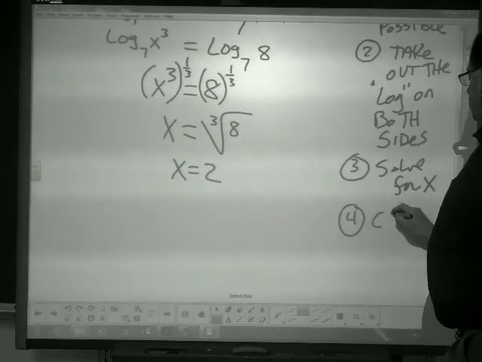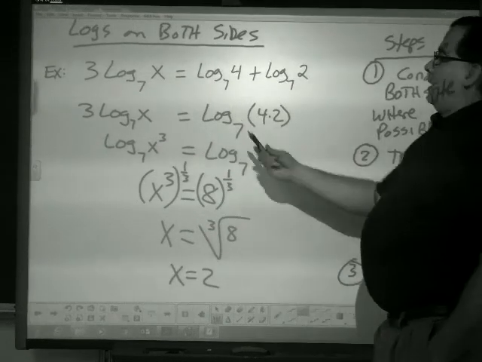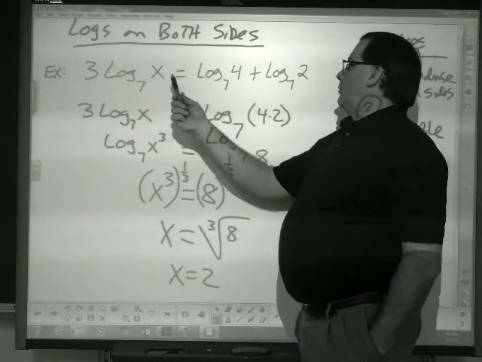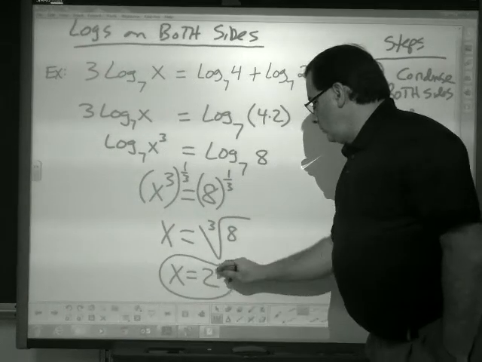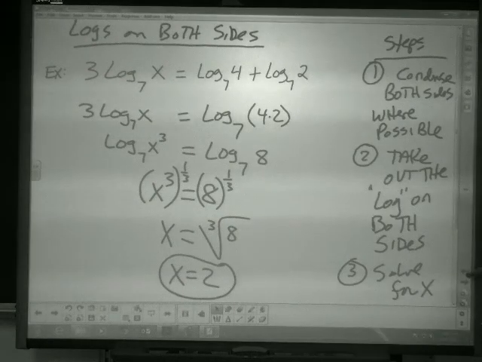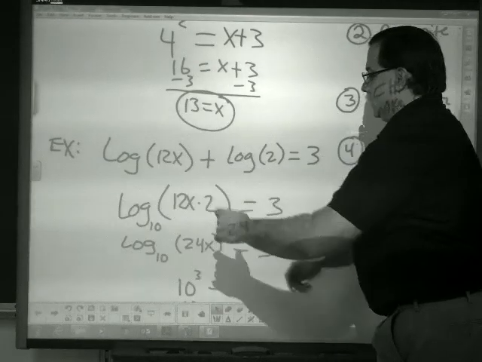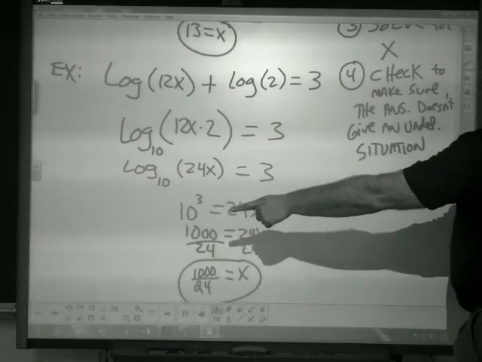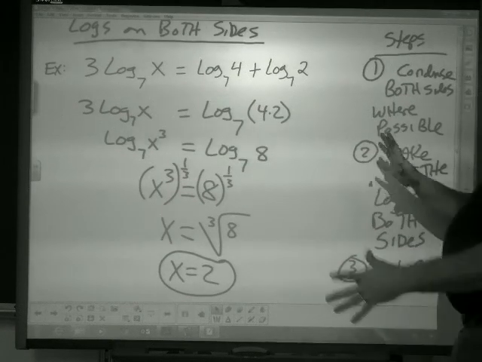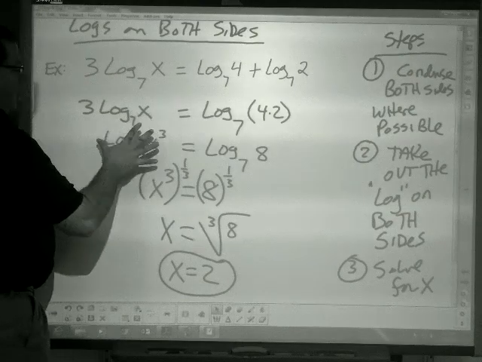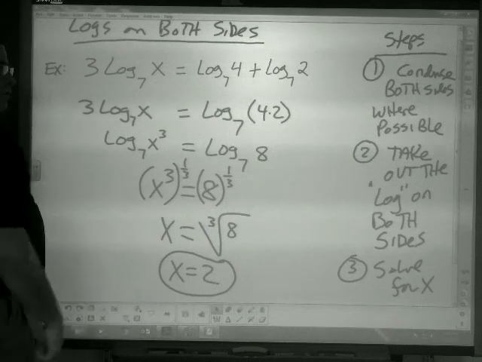Step 4, again, check your answer. So I take the 2 and put it into the beginning. If I put a 2 here, that's positive, I'm okay. And that's the only place I'm putting it, so it's a good answer. Circle it. So again, to recap, if logs are on one side, condense if possible. Take out the log, trade exponent and answer, solve what's left, check it. If logs are on both sides, work with condensing both sides down to log something equals log something, and then you can just drop the word log, and what you have left, solve for x.